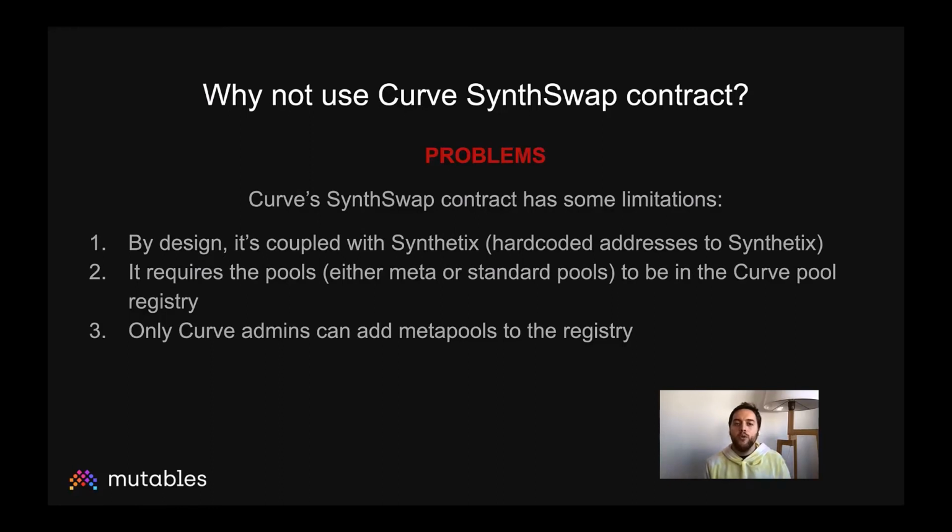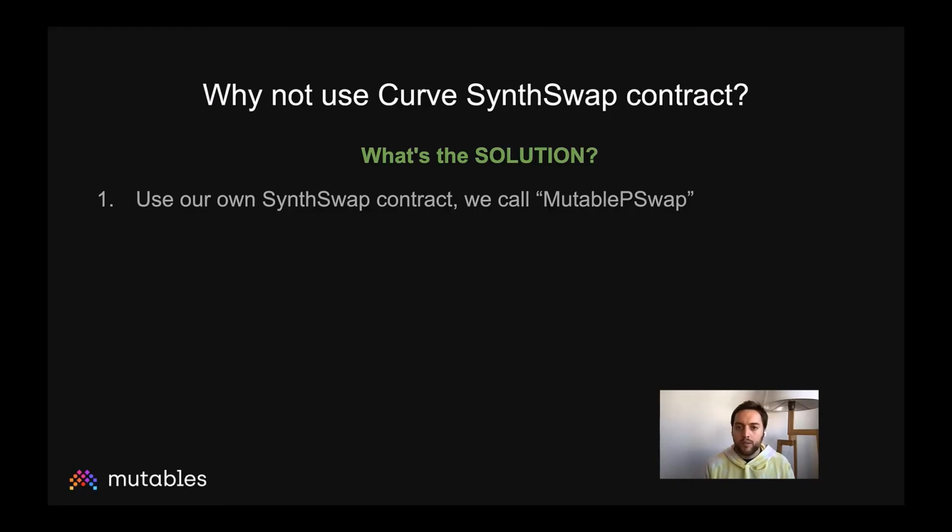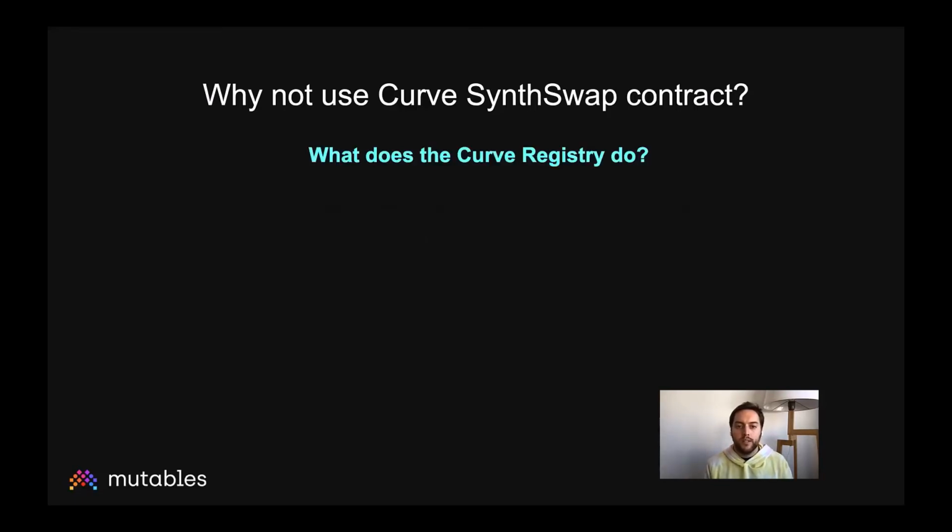So even though you can say, well, I'm going to work with a metapool, which I can deploy myself because they are permissionless, these synth swap contracts require those pools to be in the Curve registry in order to work. So, what was the solution to this? Basically using our own synth swap contract, that we call Mutables pswap, and then we remove these Curve registry dependencies from this contract, and that's it.